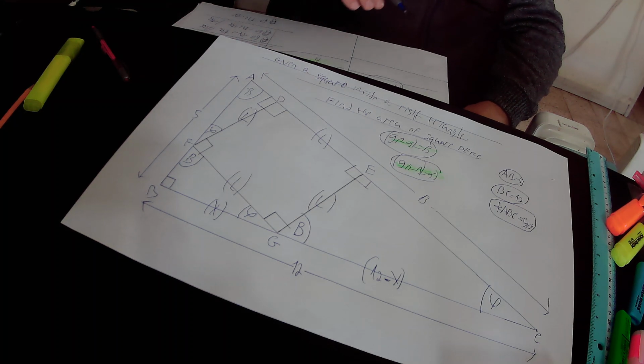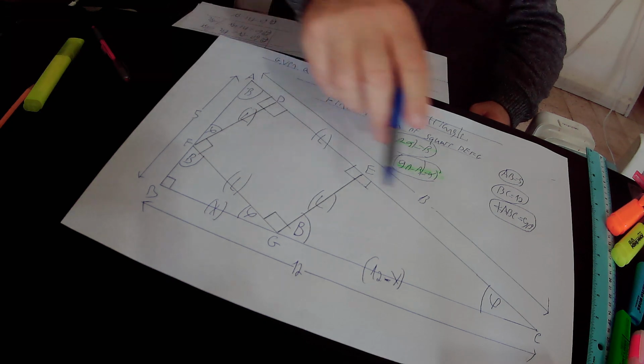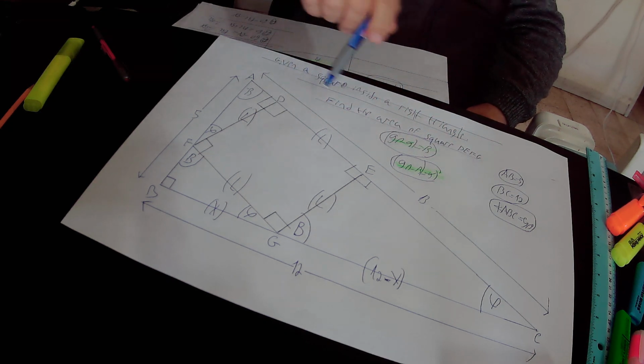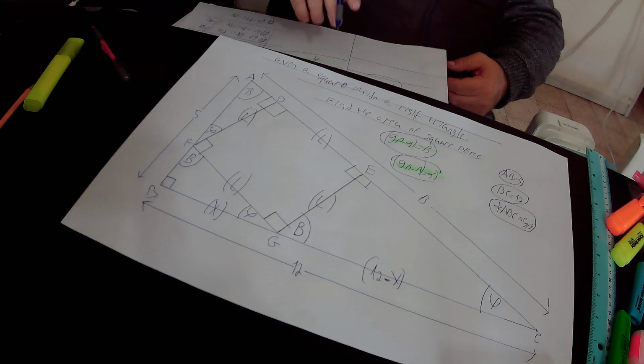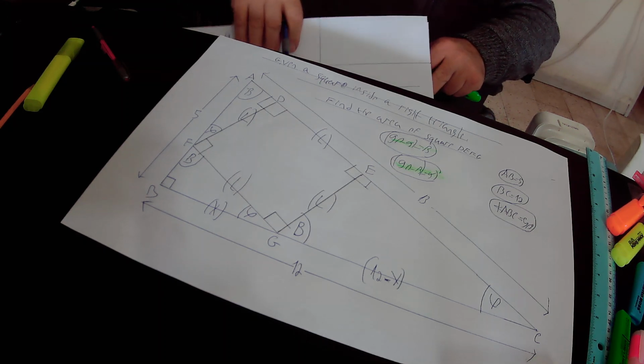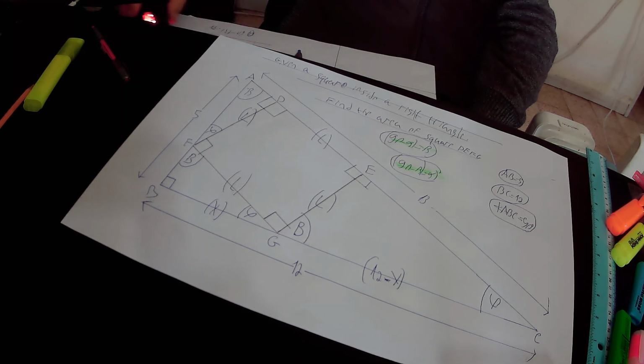So in the first step, we implemented the Pythagoras theorem on the right triangle ABC in order to find the length of the hypotenuse AC. According to the Pythagoras theorem, in any right triangle, the square of the hypotenuse equals the sum of the squares of the perpendiculars.